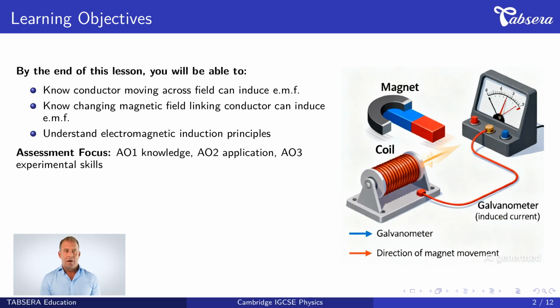Let's examine our learning objectives for today. By the end of this lesson, you will be able to know that a conductor moving across a magnetic field can induce electromotive force. Know that a changing magnetic field linking a conductor can induce electromotive force. Understand electromagnetic induction principles. These objectives align with Assessment Objective 1, Knowledge, Assessment Objective 2, Application, and Assessment Objective 3, Experimental Skills.